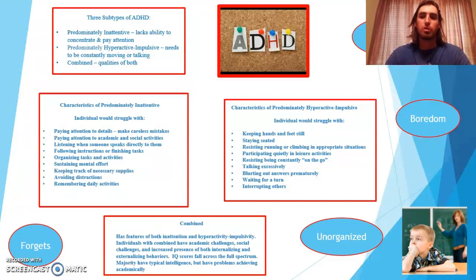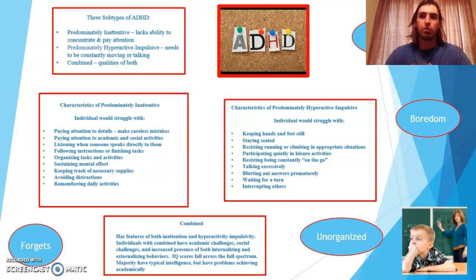A student with predominantly hyperactive/impulsive ADHD would struggle with keeping their hands and feet still or sitting in a chair for a long period of time. They tend to talk excessively or blurt out answers prematurely. They have a difficult time waiting for their turn and tend to interrupt others. The final type is a combined type, which is the most common. An individual with a combined type would have features of both. They have academic challenges and social challenges.